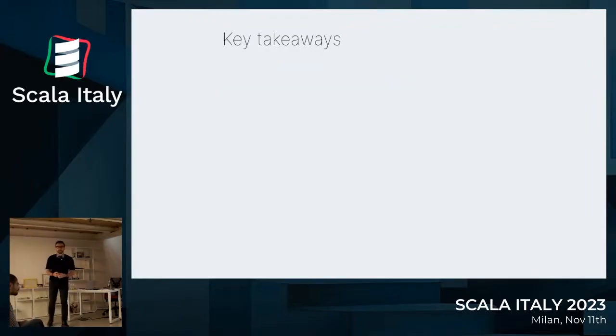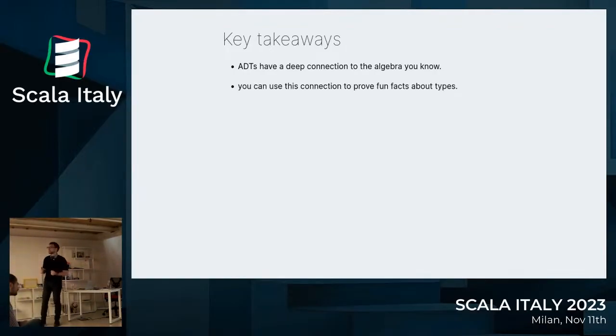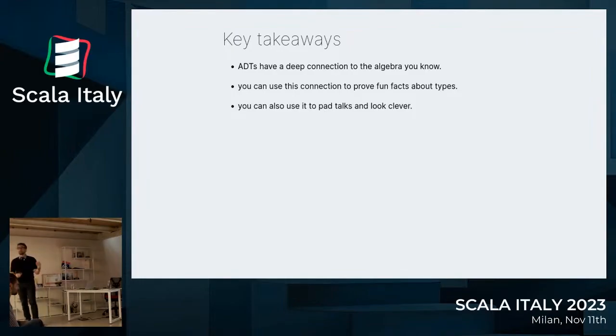So what we've learned is that ADTs have a deep connection to the algebra that you know, and that is why they're called algebraic data types. We have also learned that you can use this connection to prove fun facts about types. Didn't say useful, but just fun. And also, you can use that to pad talks and look clever. Yeah, I'm done.